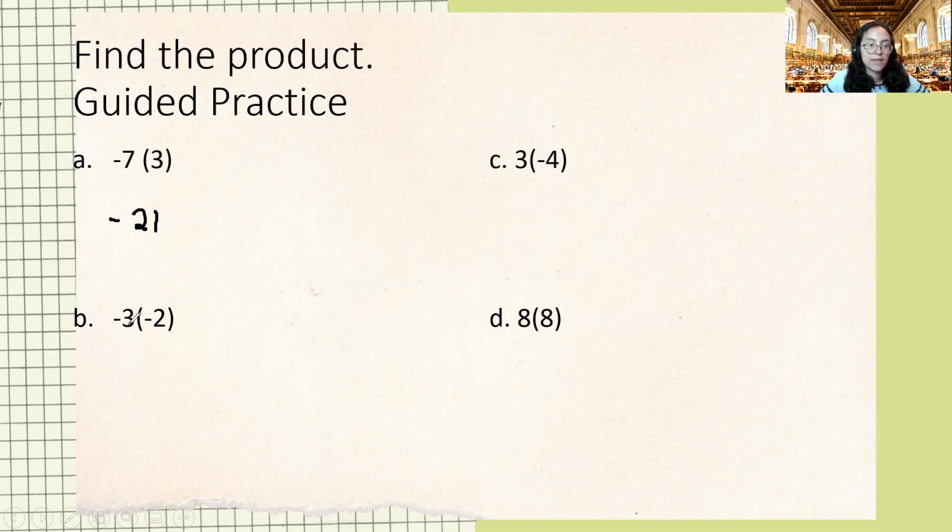For B, we have -3 times -2. So that's a negative times a negative. So my answer is going to be positive. And 3 times 2 is going to give me 6. So my final answer will be positive 6.